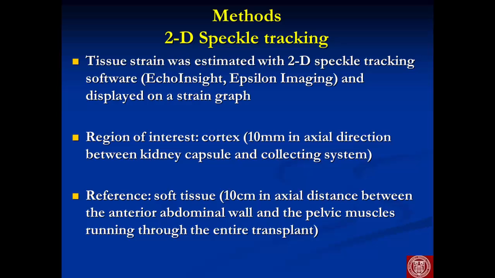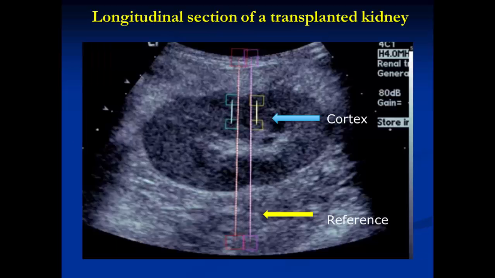Speckle tracking was used to estimate the tissue strain. We used the speckle tracking software Echo Insight from Epsilon Imaging, and the tissue strain is displayed on the strain graph. Let me show how we measured to do the tissue strain estimation.